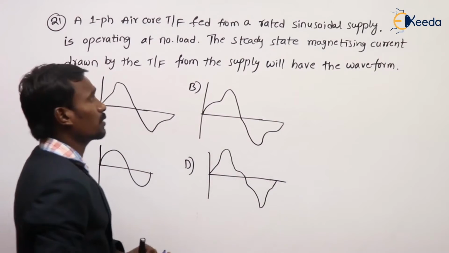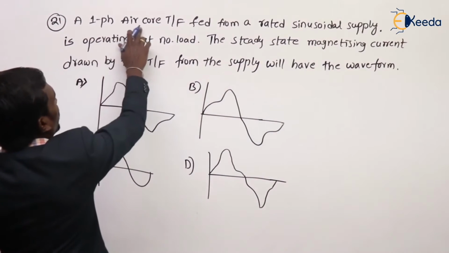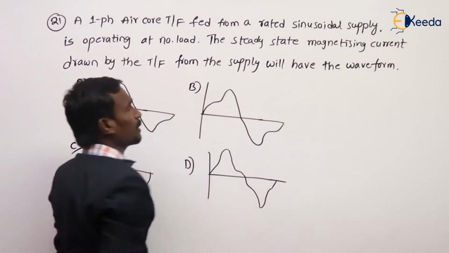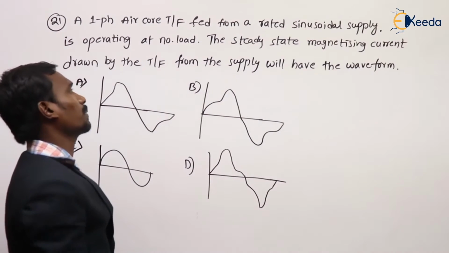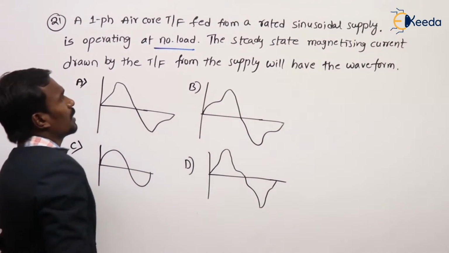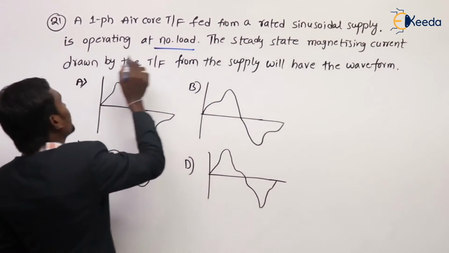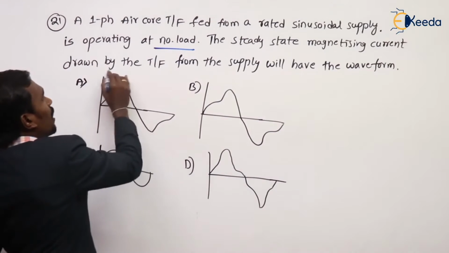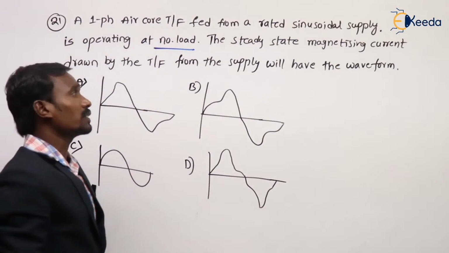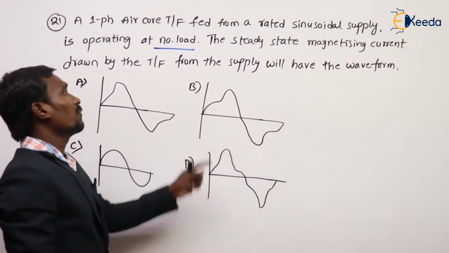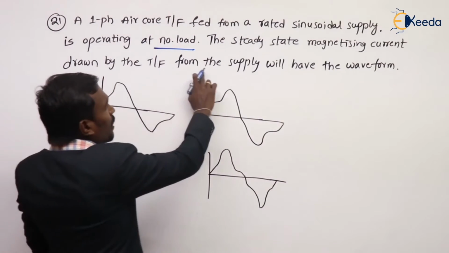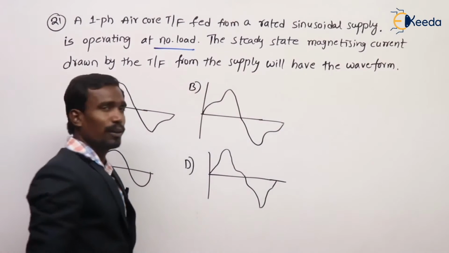In this video, see the question. A single phase air core transformer fed from a rated sinusoidal supply is operating at no load. The steady state magnetizing current drawn by the transformer from the supply will have what waveform?